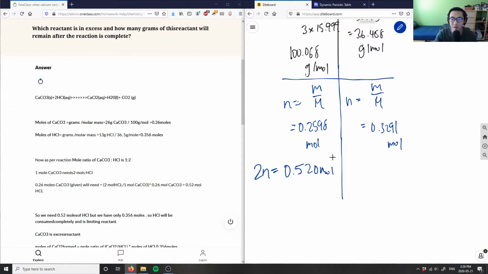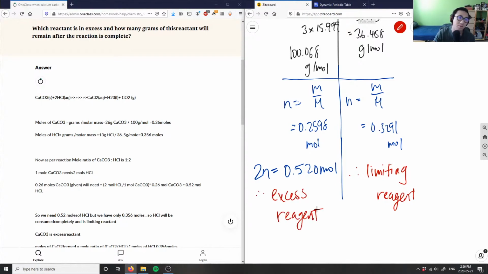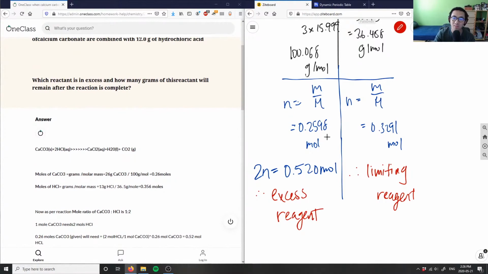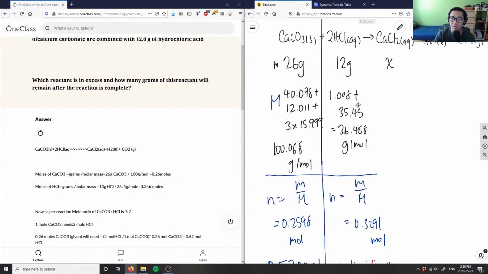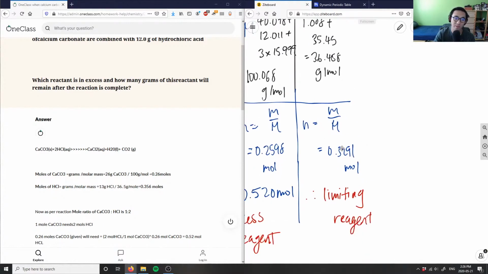moles. And all I'm going to do now is compare these two values together, right? As you can see, this is 0.520, this is 0.3291, which means this here is going to be my limiting reagent. Therefore, limiting reagent, and this guy here is going to be my excess reagent here. So the question is, which reactant is excess? Calcium carbonate is going to be my excess reagent here. And which one would be limiting? This would be the limiting reagent as well.